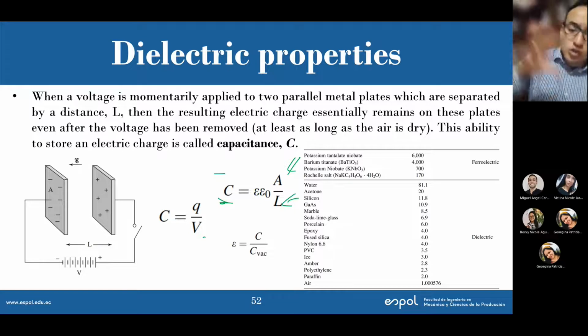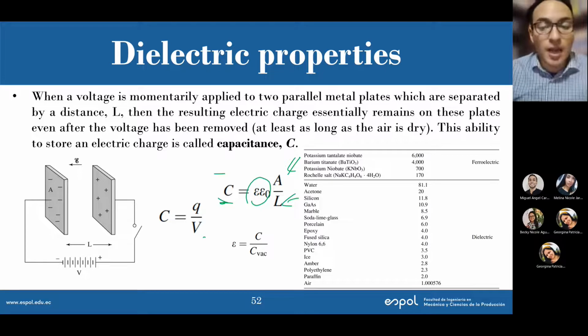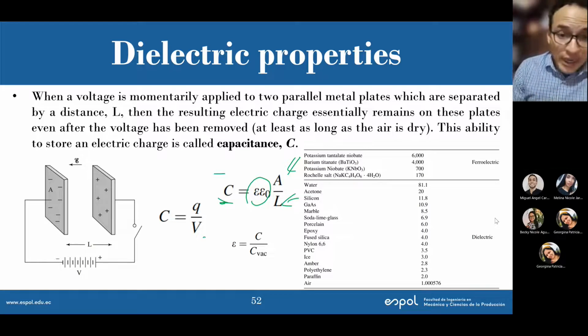Now, it's not so linear. Actually, there are these terms that also allow me to relate the capacitance with the area and the separation of the plates. What does epsilon and epsilon naught mean? Well, epsilon basically determines the magnitude of the added storage capability. So it's basically the dielectric constant.